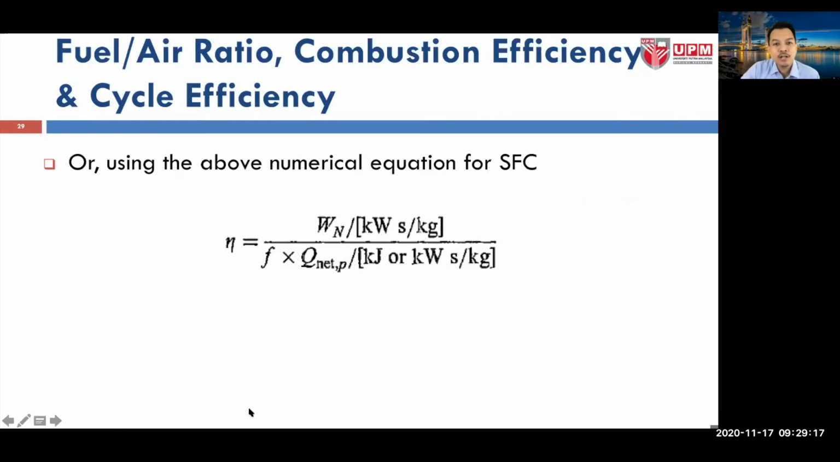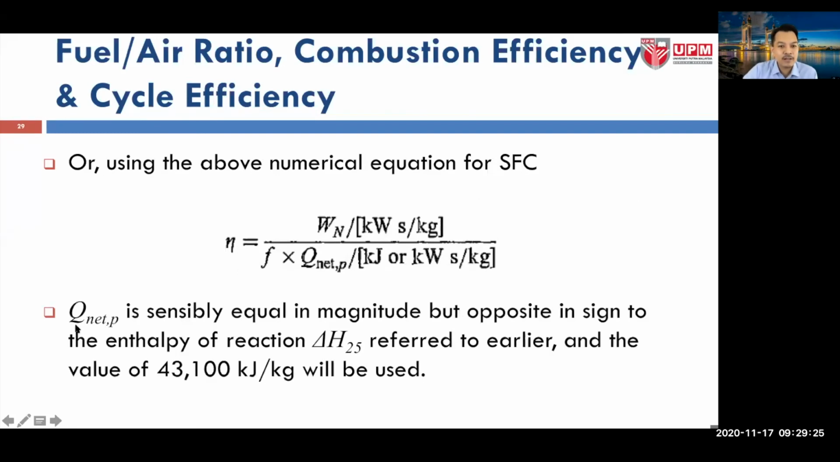or using the above numerical equation for specific fuel consumption, you can rewrite it where Q net is sensibly equal in magnitude but opposite in sign to the enthalpy of reaction H25 referred to earlier, and the value of 43,100 kilojoule per kilogram will be used. So in most of our examples, we will be using the Q net value given as 43,100 kilojoule per kilogram.